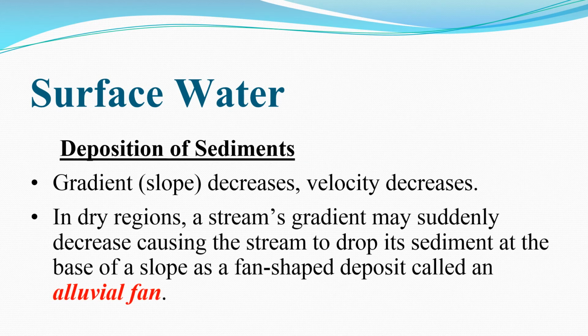So deposition of sediment. We already know that erosion occurs, but when we have a lot of deposition of sediments, we get to make a lot of other things as well, such as different rocks. In dry regions, a stream's gradient may suddenly decrease, causing the stream to drop its sediment at the base of a slope as a fan-shaped deposit called an alluvial fan. So what you really need to know from this slide is the definition of alluvial fan.